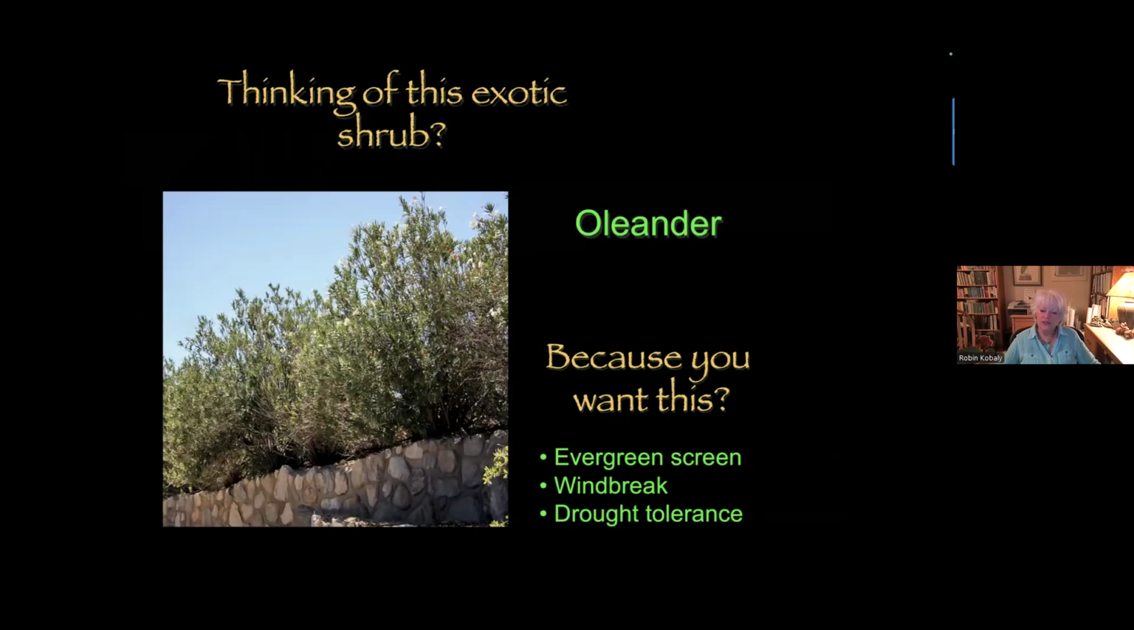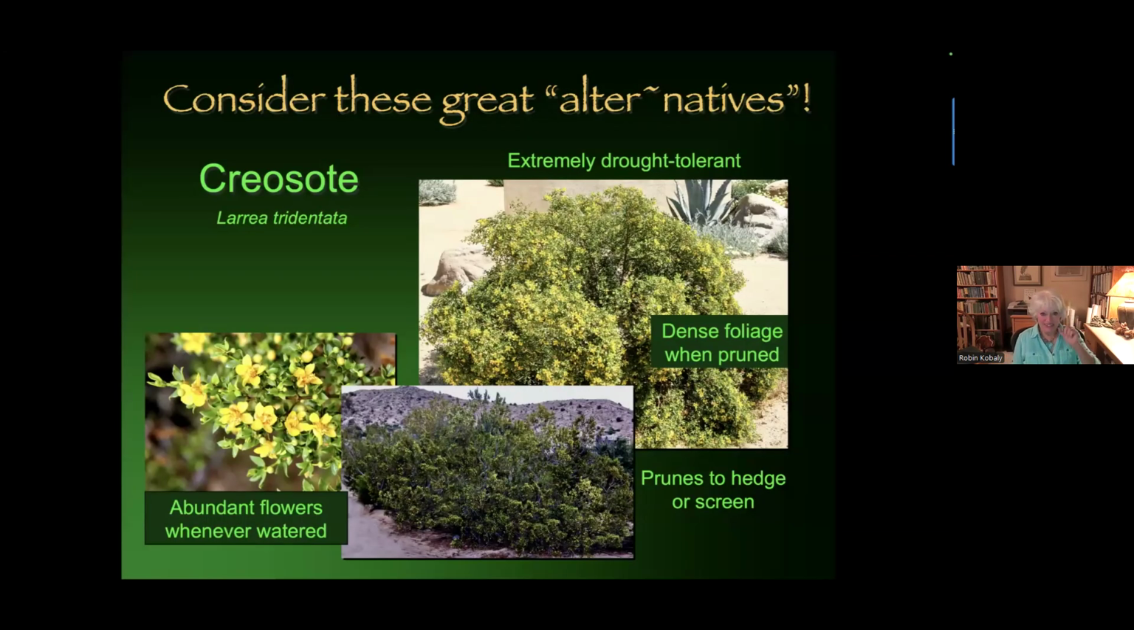So what if you were thinking about buying oleander? Please tell me you're not. But what if you were thinking about buying oleander because you wanted an evergreen screen that would act as a windbreak and it was really drought tolerant? Well, there are other options. Consider these alternatives. One of my favorites is creosote.